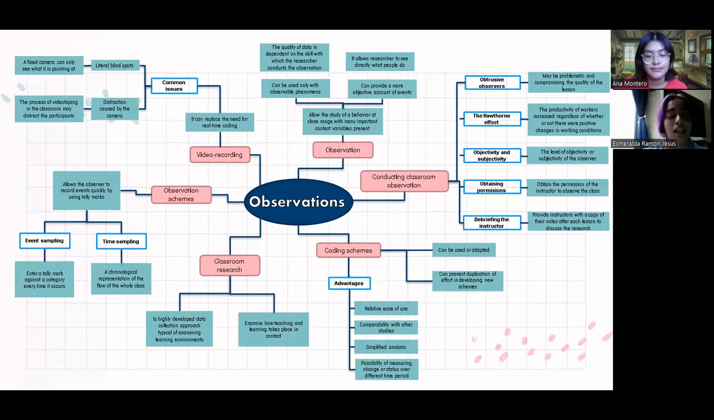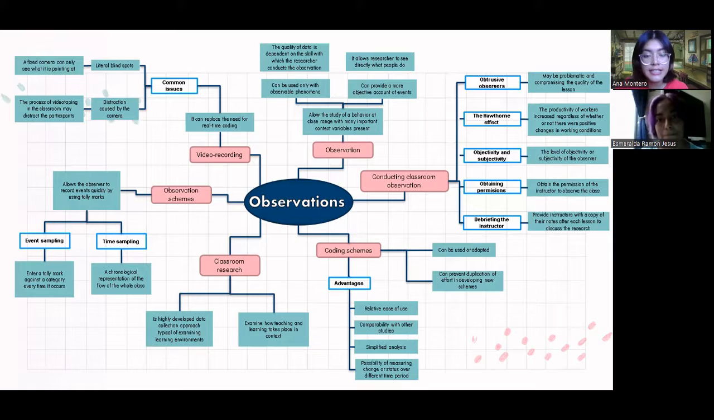Observation schemes allow the observer to record events quickly using tally marks, and we have two types: event sampling and time sampling. Event sampling enters a tally mark against a category every time it occurs, and it provides a description of the total frequency of the events or when the procedure occurs. And time sampling is a chronological representation of what happened in the whole class.